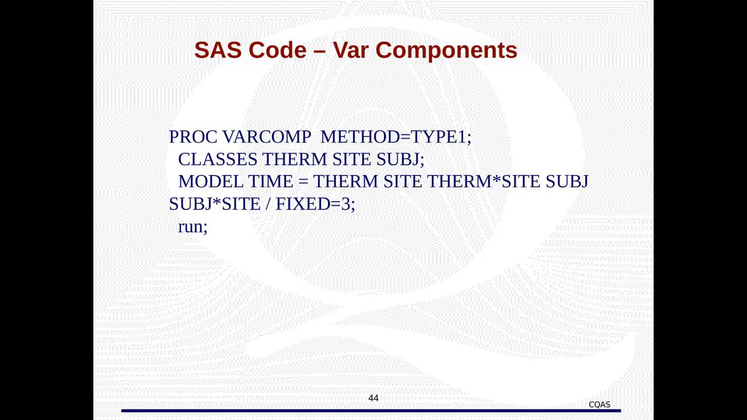In the model statement, we're specifying that time is the response variable, and we're including all main effects and interactions as fixed effects. The /fixed equals 3 option indicates that we want to estimate 3 variance components, 1 for each of the main effects. By running this code, SAS will provide us with estimates of the variance components associated with each effect in the model. This information can be used to inform our understanding of the data and make more informed decisions about future experiments.